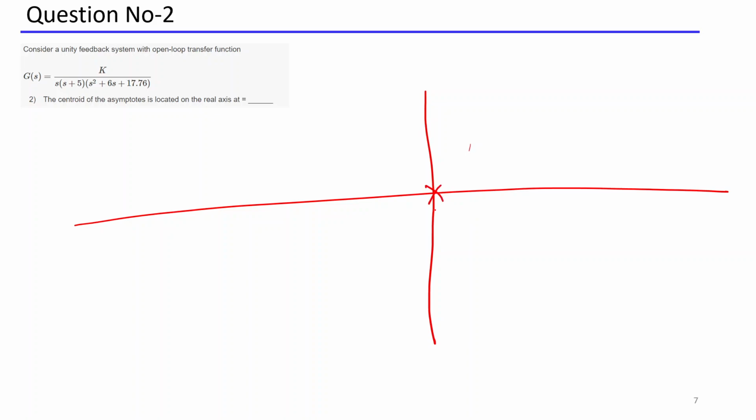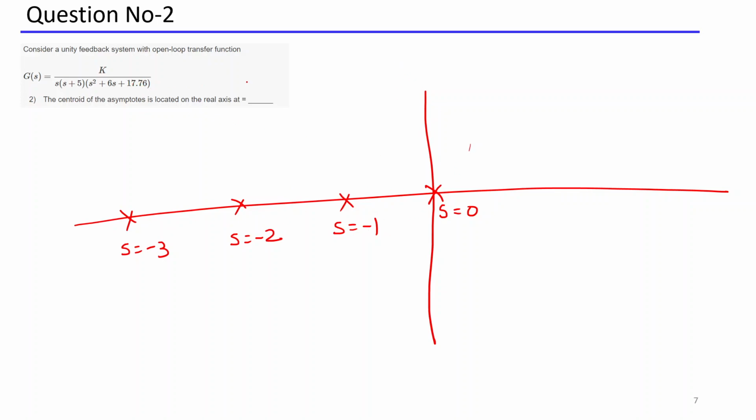I'm just drawing by myself. Let's say this is a pole at s equal to 0, and this is s equal to -1. This is s equal to -2 and this is s equal to -3. Now tell me which portion lies in the root locus diagram from this.